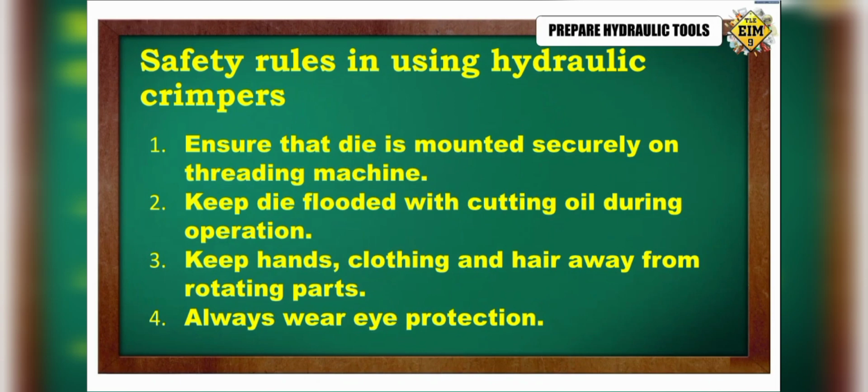Safety rules in hydraulic crimper. Number 1, ensure that the die is mounted securely on threading machine. Okay? And then number 2, keep die flooded with cutting oil during operation. Number 3, keep hand, clothing and hair away from rotating parts. And then number 4, always wear eye protection. So, yan po din yung ating mga things to consider while we are using hydraulic crimper. Okay?